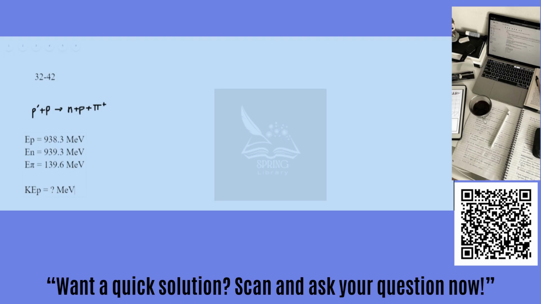The problem states that in addition to its rest energy, a moving proton, P prime, has kinetic energy. This proton collides with a stationary proton, labeled P, and the reaction forms a stationary neutron, a stationary proton, and a stationary pion. According to the reaction shown here, the rest energy of each proton, neutron, and pion are shown here, EP, En, and E pi for the pion. The question asks, what is the kinetic energy of the moving proton? In this reaction, everything is stationary except for this P prime, the moving proton.